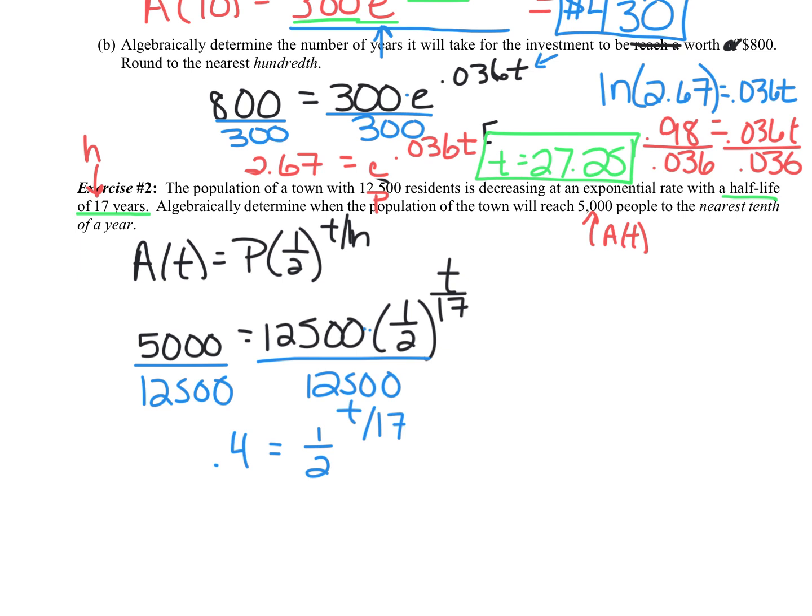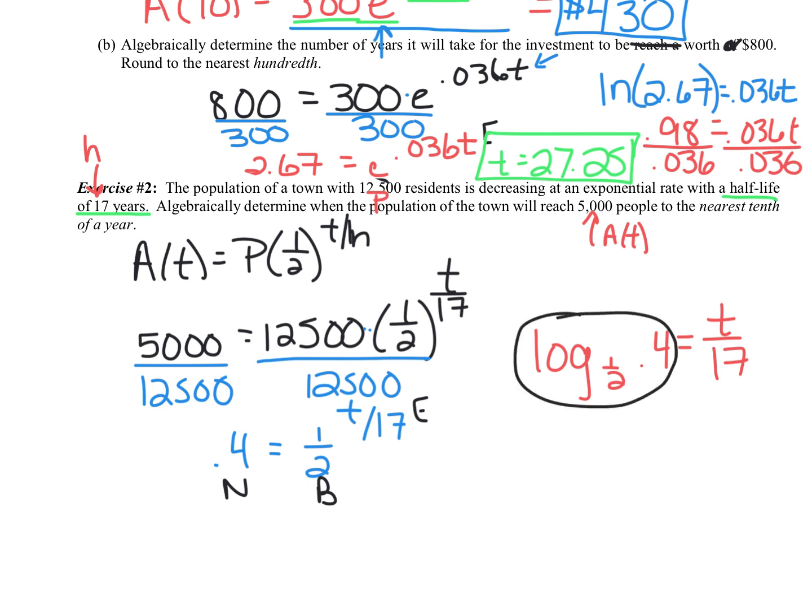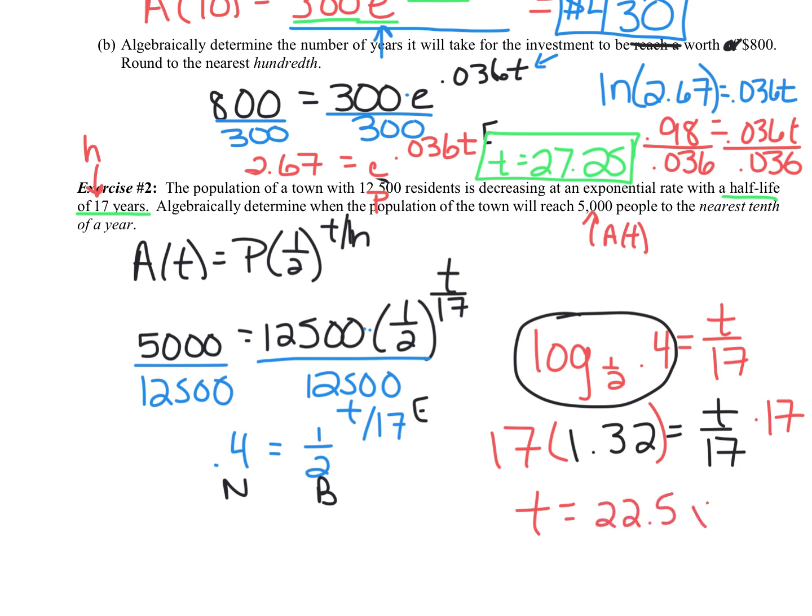And then I'm going to put this in logarithmic form because I now have my base, exponent, and number. So that's going to give me log base 1/2, which we could use 0.5 for if we wanted to, of 0.4 equals t over 17, the exponent. When I type in this logarithm, that should give me approximately 1.32, keeping the whole decimal. And then lastly, we just multiply by 17, giving me a time of 22.5 years.